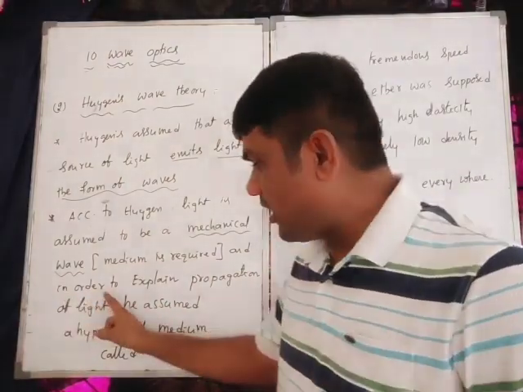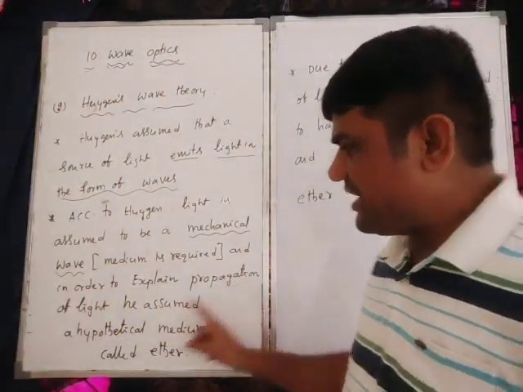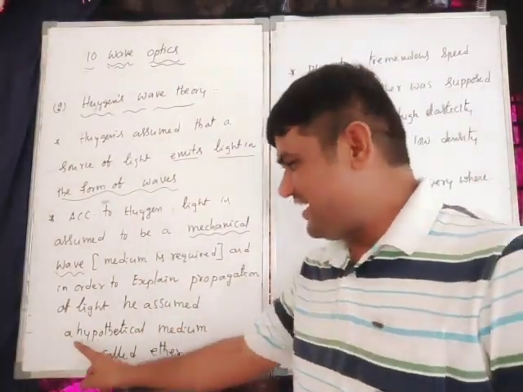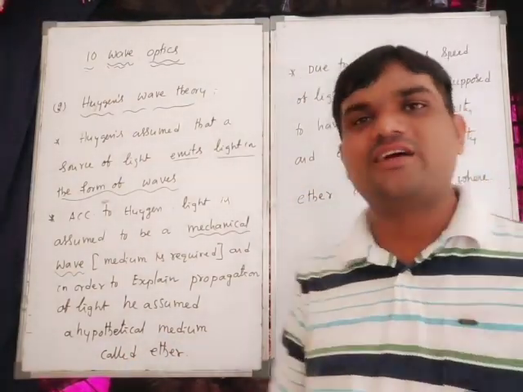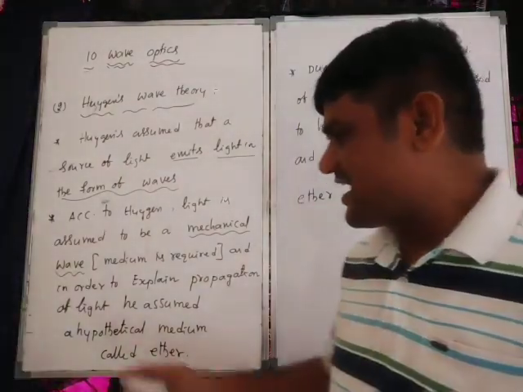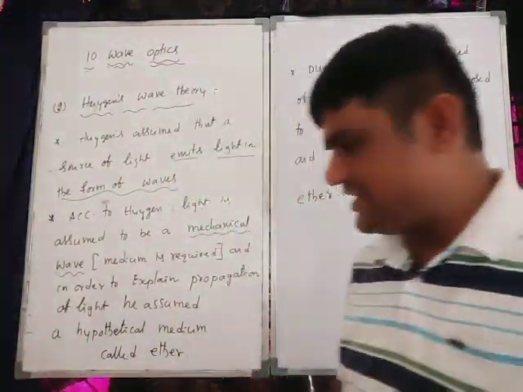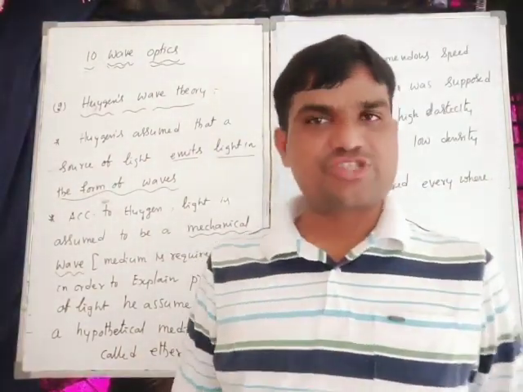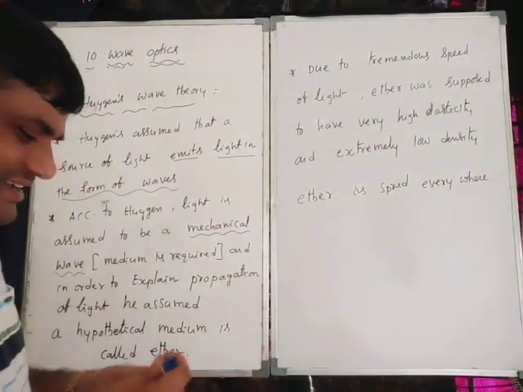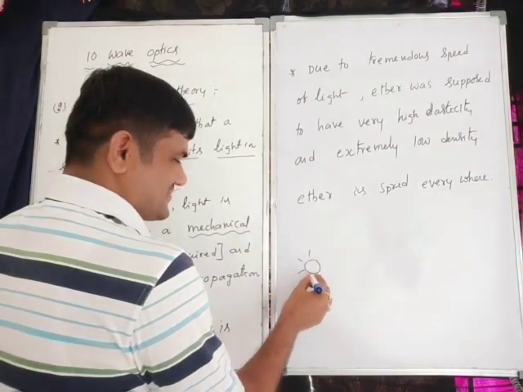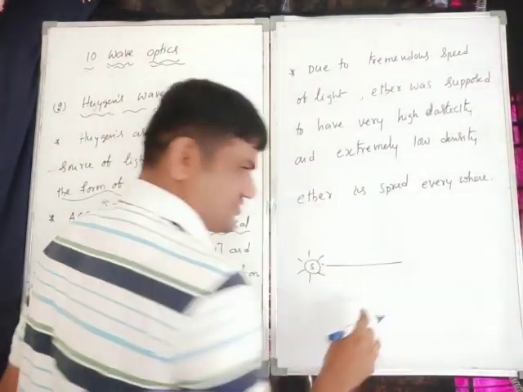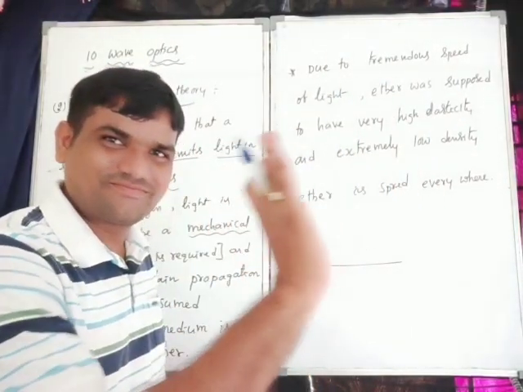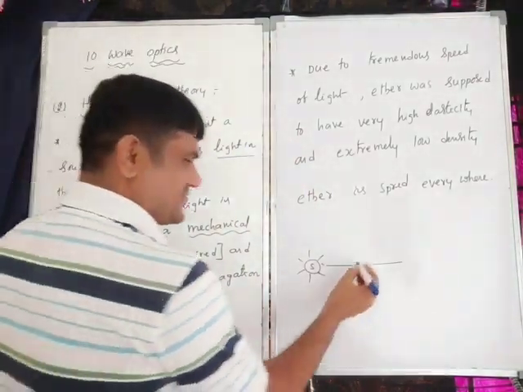In order to explain the propagation of light, he assumed a hypothetical medium called ether. That's the most important word. You can remember it, everybody. For example, here this is the sun. The sun gives light. Light is coming in the form of a longitudinal wave, not transverse, and it comes in this direction.